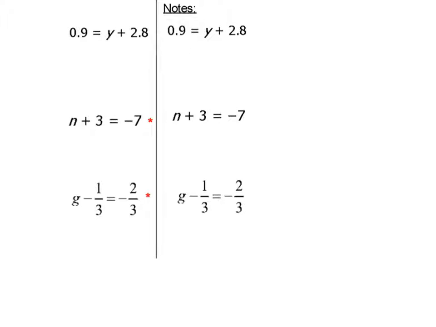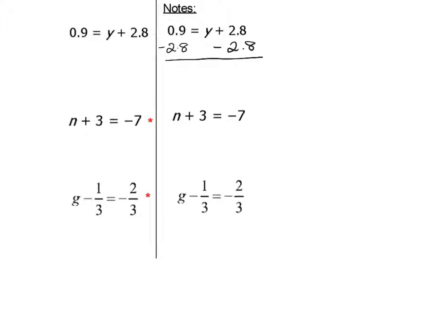So here we are. So I want to solve for y. What am I going to do? Subtract, right, subtract 2.8. I have a plus 2.8. I want to get rid of it with a minus 2.8. So I think of opposites. I think of those inverses. So I'm going to subtract 2.8. Whatever I do to one side, I have to do to the other.